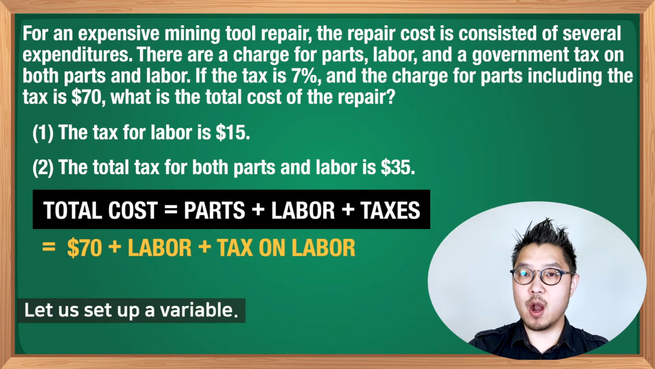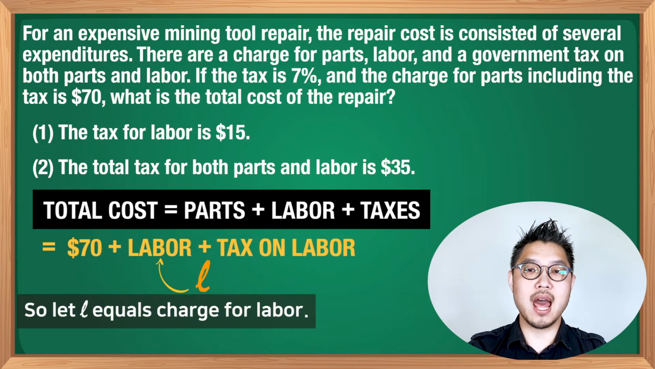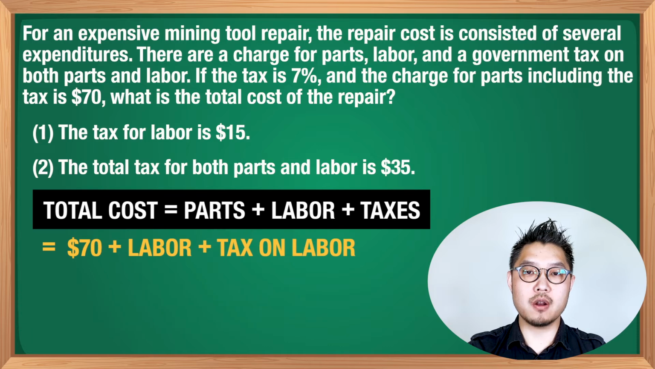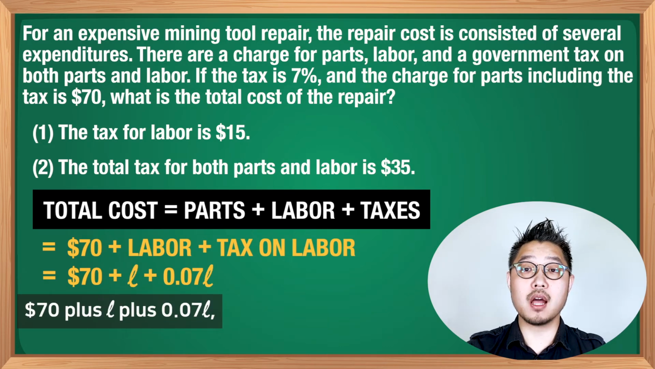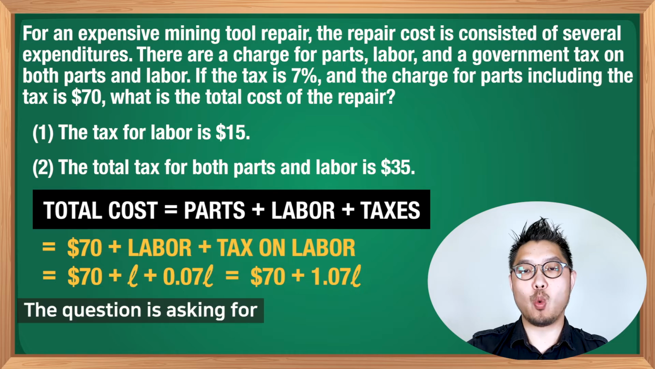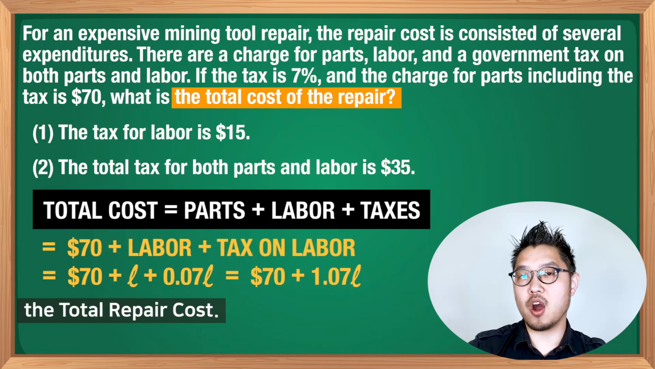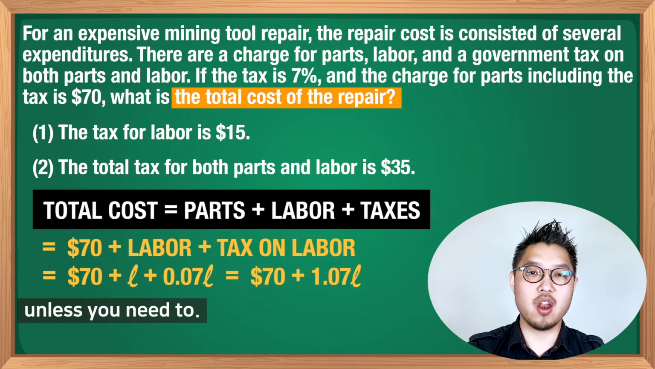Let us set up a variable. We only have one unknown here, that is the charge for labor. So let L equal charge for labor. Then we have a total repair cost equals $70 plus L plus 0.07L, which can be simplified to $70 plus 1.07L. The question is asking for the total repair cost. In the data sufficiency type question, never fully solve equations unless you need to.